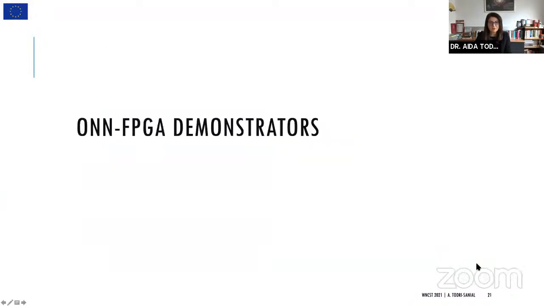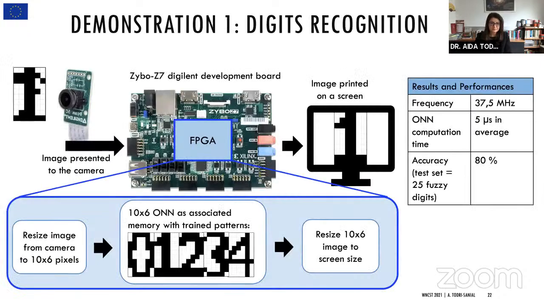So maybe I can start with the FPGA demonstrators of this type of concept, while we are working on the full 2D version of this ONN. As I mentioned, you'll see the video shortly. We have here the camera, which is streaming images, providing the fuzzy digits. This is for a digit recognition type of application. We have implemented this on an FPGA on a Zybo Z7 digital development board, and you will see that the images will be printed on screen.